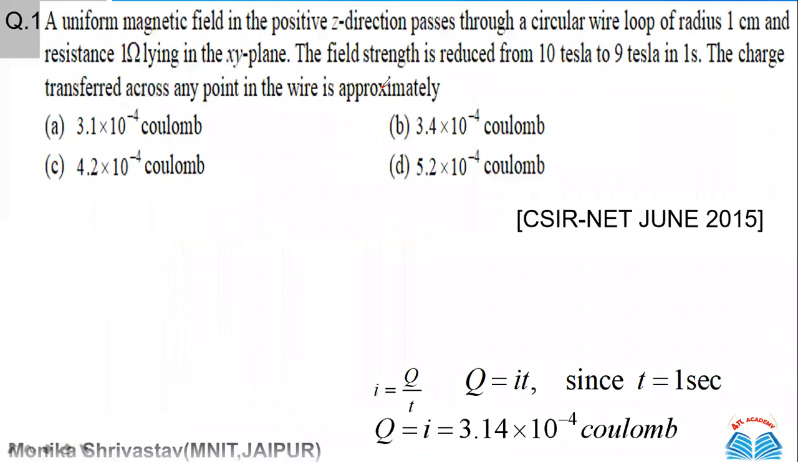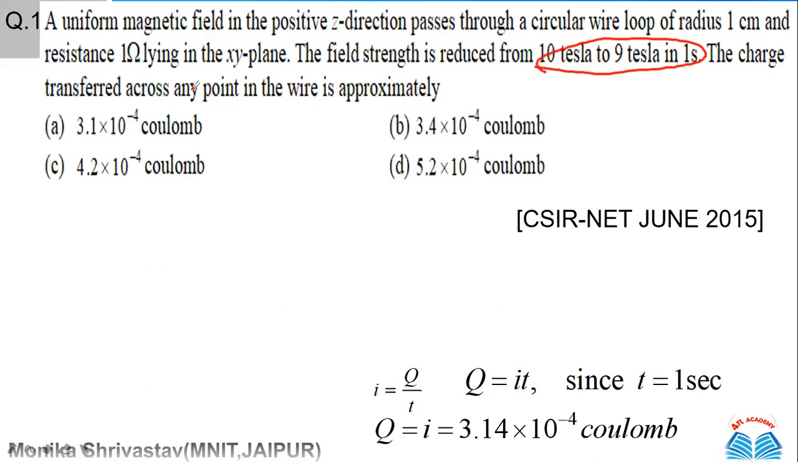Now let's again see question number 1. We can do this question too. So a uniform magnetic field in the positive z direction passes through a circular loop of radius 1 centimeter. Radius is given, that means you can calculate the area. And resistance 1 ohm lying in the xy plane. The field strength is reduced from 10 Tesla to 9 Tesla in 1 second. 10 Tesla to 9 Tesla in 1 second means the change in magnetic field with respect to time. That means this is the value of your flux. Are you getting my point?